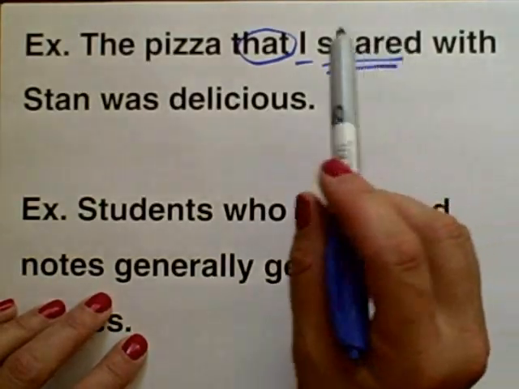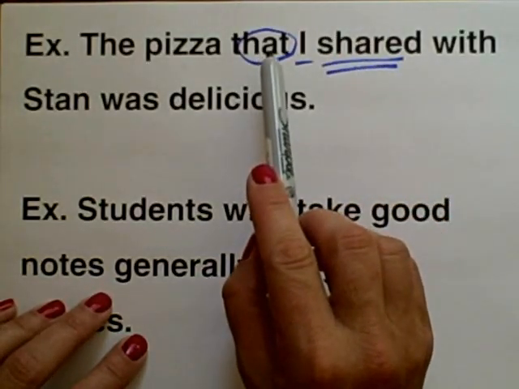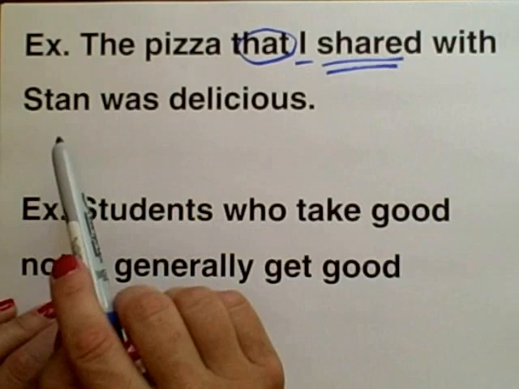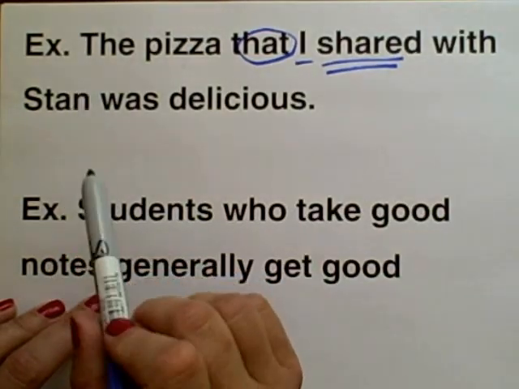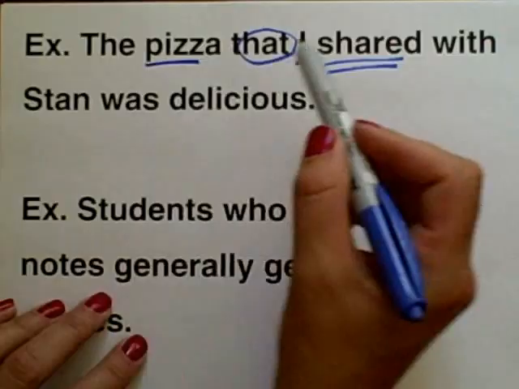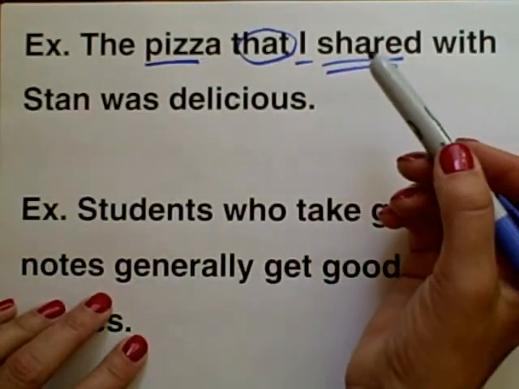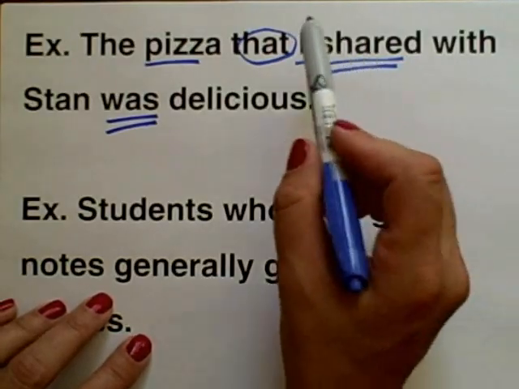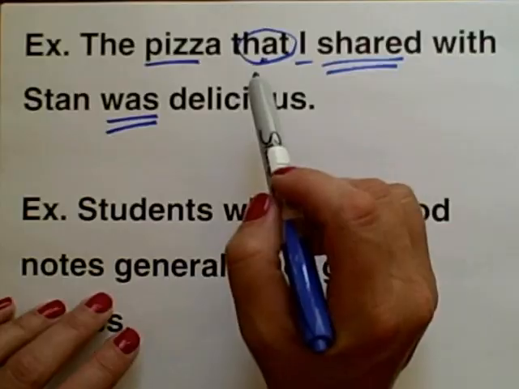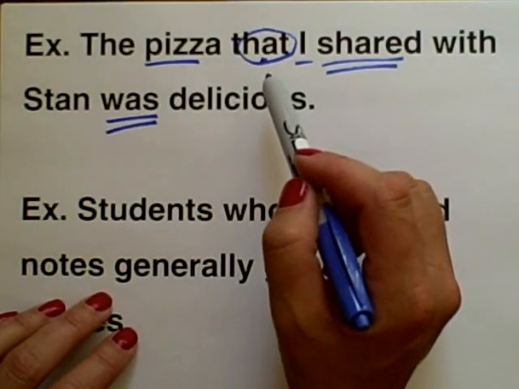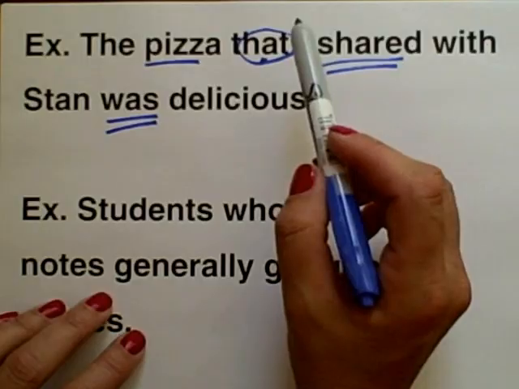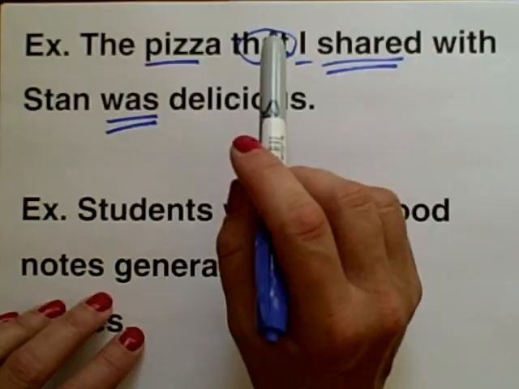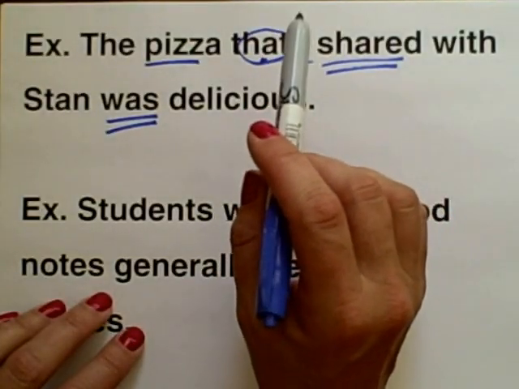Notice that if we eliminate the relative pronoun, we would have 2 independent clauses. The pizza was delicious and I shared with Stan. Both clauses have subjects, pizza, and of course I, and both have verbs, was, and of course shared. It's the relative pronoun that makes one of the clauses subordinate to or dependent on the other. Remember from our discussion of complex sentences that the subordinate clause will always begin with a trigger word, no matter where the clause is in the sentence.